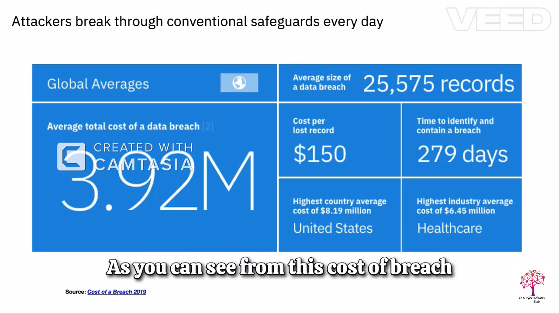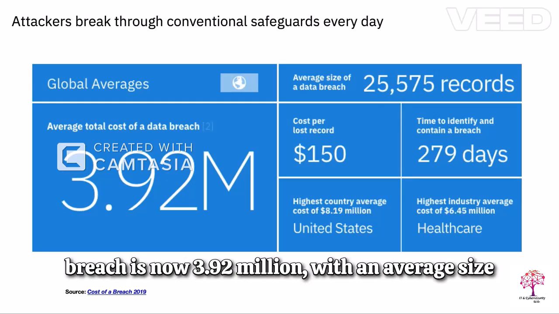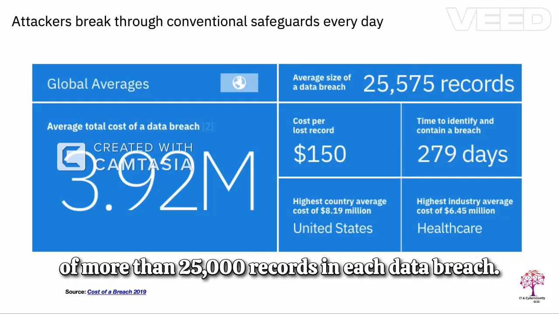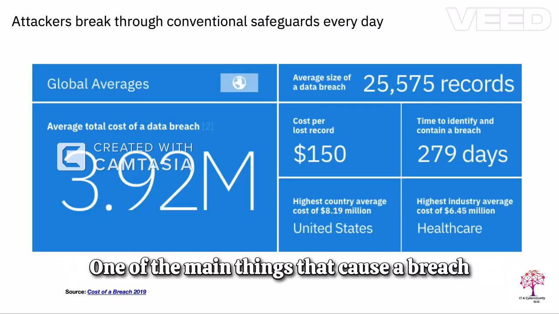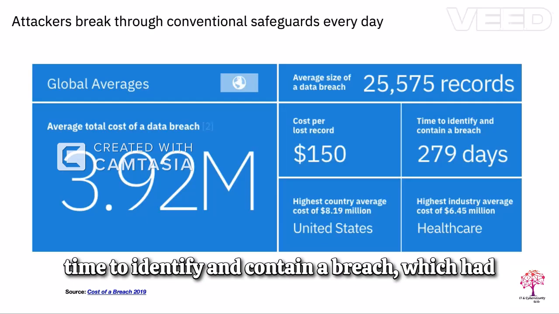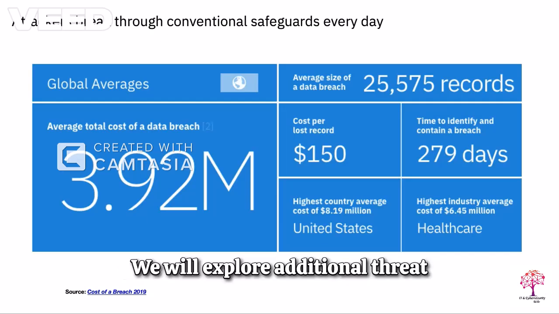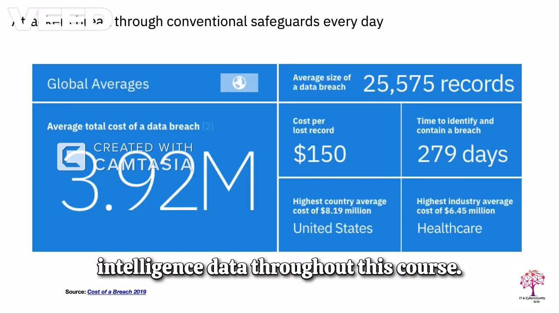As you can see from this cost of breach report in 2019, the average total cost of a data breach is now $3.92 million, with an average size of more than 25,000 records in each data breach. One of the main things that cause a breach to cost so much to an organization is the time to identify and contain a breach, which had an average of 279 days within 2019. We will explore additional threat intelligence data throughout this course.